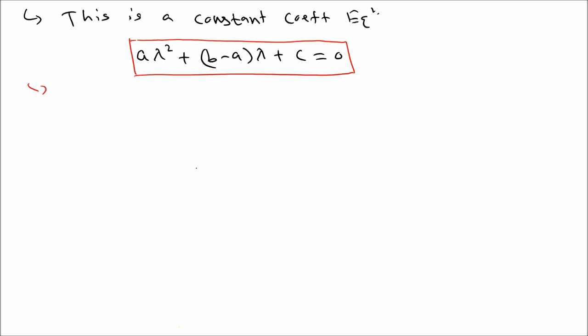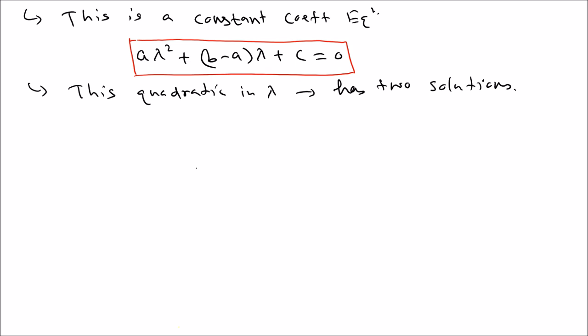So this is a quadratic in lambda. Again, this is quadratic in lambda. That means there are two solutions. Okay, so let's talk about the separate cases, and also you can see how the transformation works. So we can talk about that. So let's go one by one.